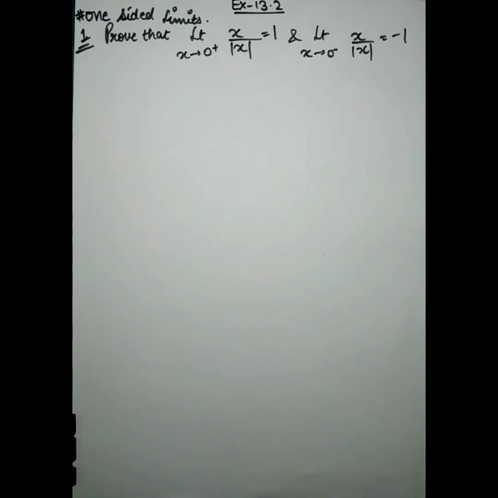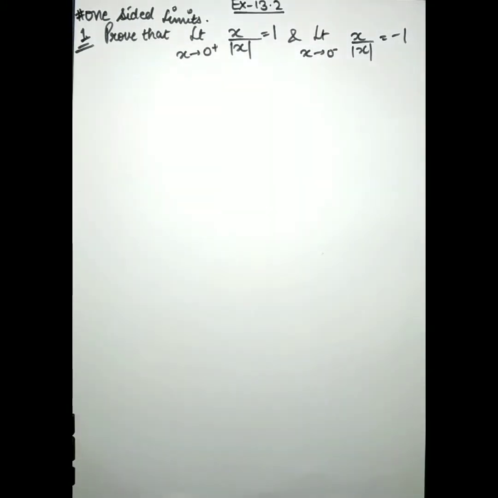Hello everyone, we are starting with our new exercise 13.2. In this exercise, we will use one-sided limits to solve the questions. First question is, prove that limit x approaches 0 positive of |x|/x is equal to 1 and limit x approaches 0 negative of |x|/x is minus 1.